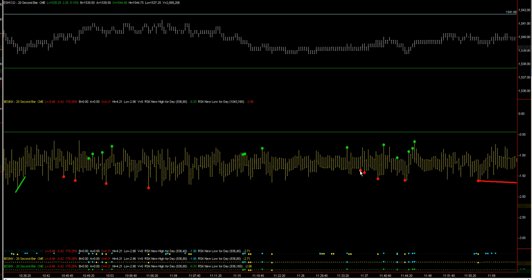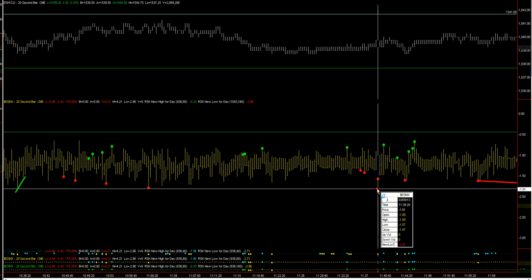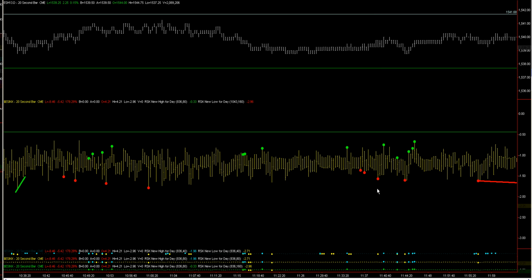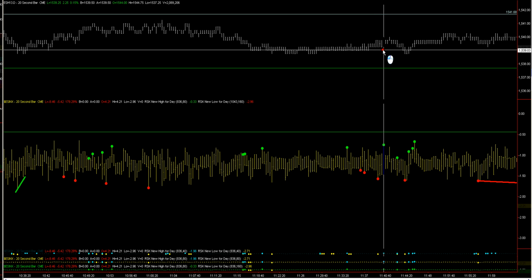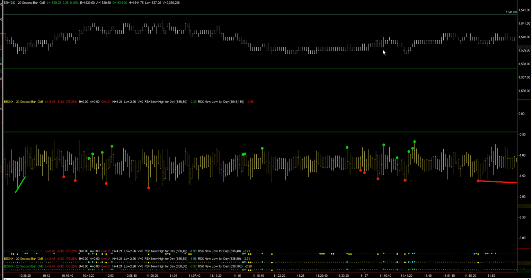If you did, notice what happened though on the premium. Lower low still right there. That indicates this price should drop. And it does right in here.